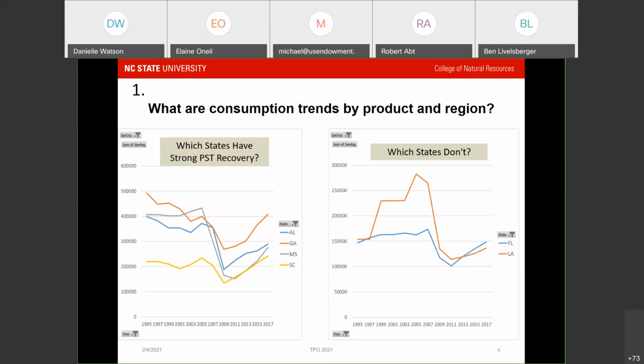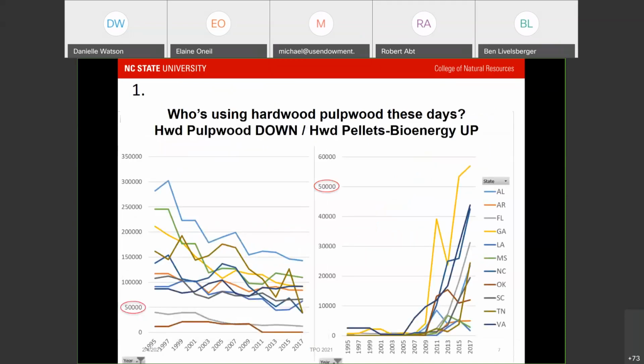We're working with Hurricane Michael stuff right now. Here's an interesting question: who's using hardwood pulp these days? Well, it's not a big factor in the fluff pulp and packaging market, so that pulpwood use has gone down consistently for the whole data set. By the way, if I showed the pine, it would be at all-time highs. And on the right-hand side is what used to be in the other industrial category.